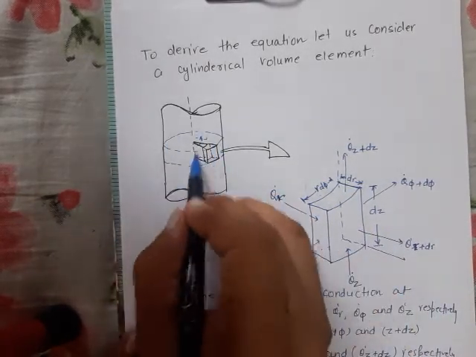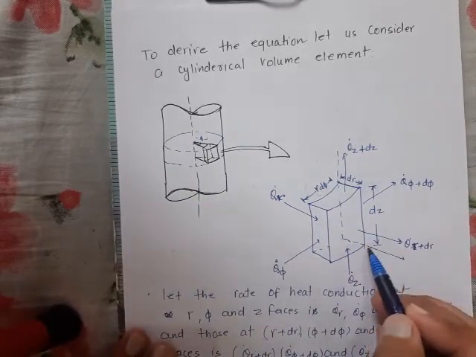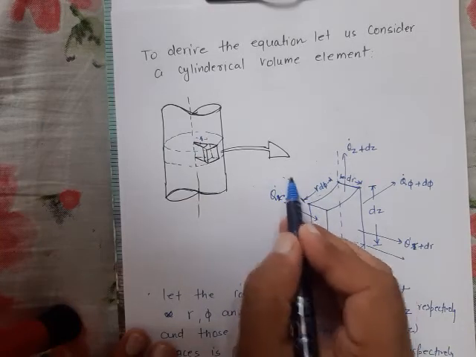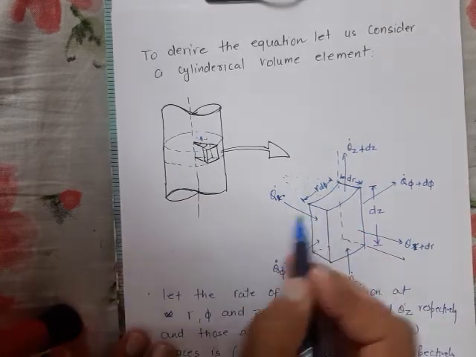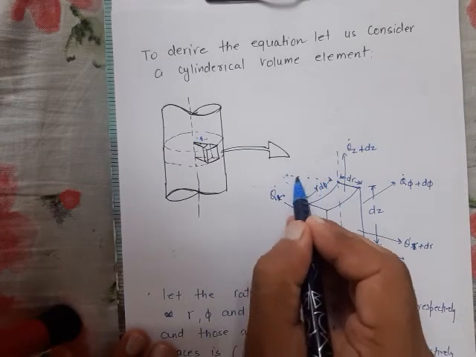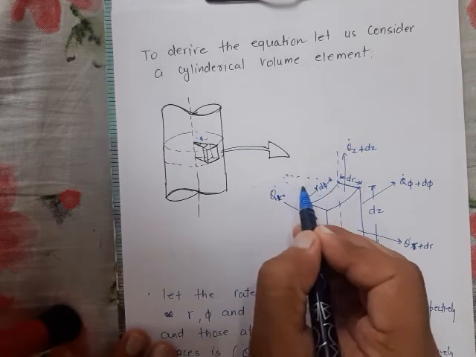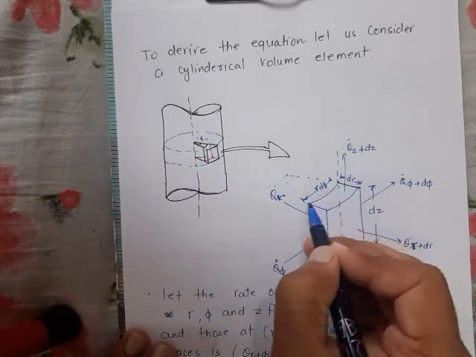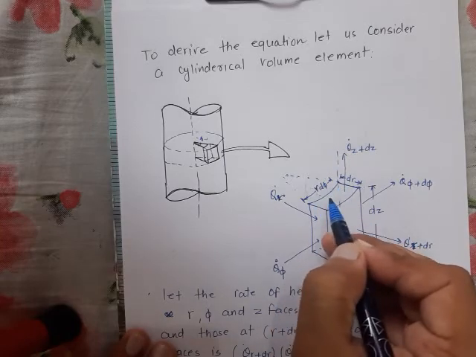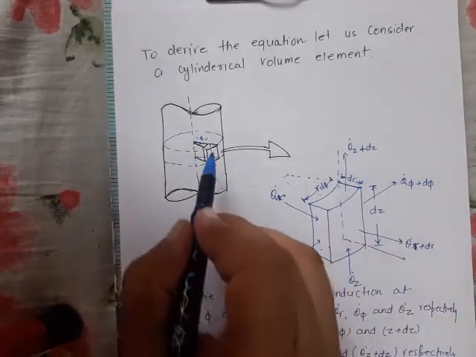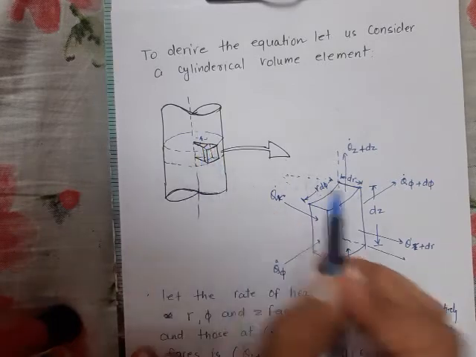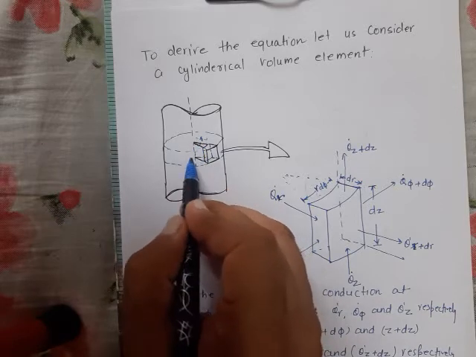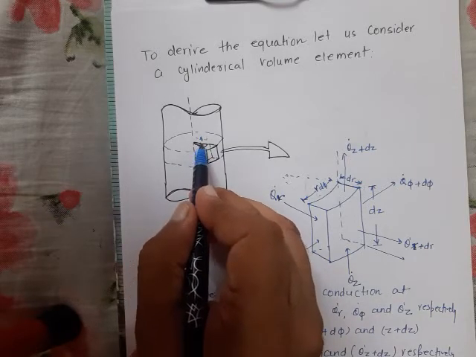I have drawn the exaggerated view of this cylindrical element. The height of the element is dz. If you extend these directions, you will find this angle is dφ, a small elementary angle. So this angle is dφ, therefore this distance would be r dφ. This small element is subtending an angle dφ at the longitudinal axis in the base.